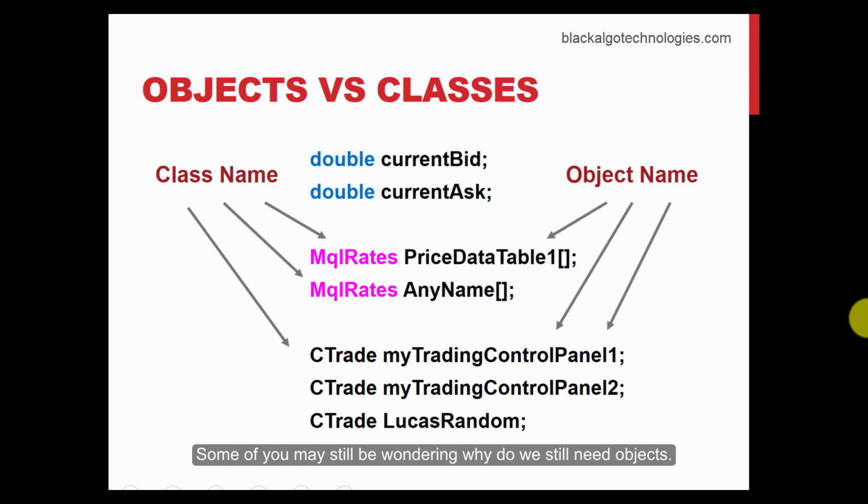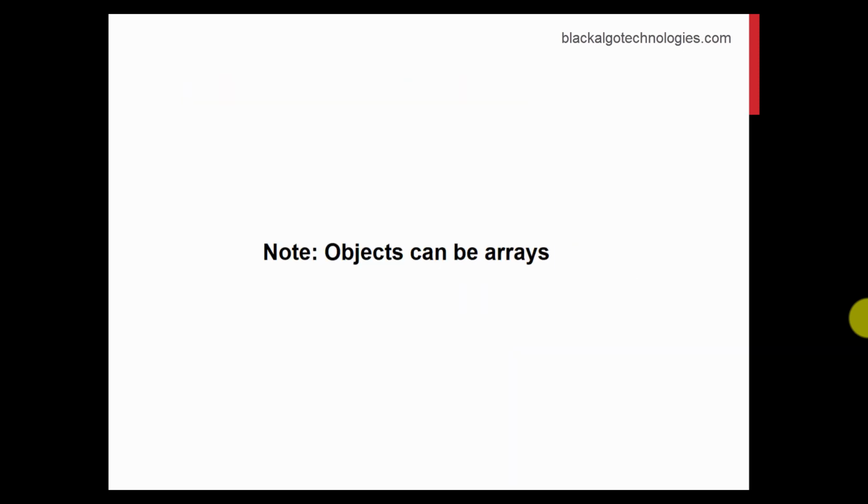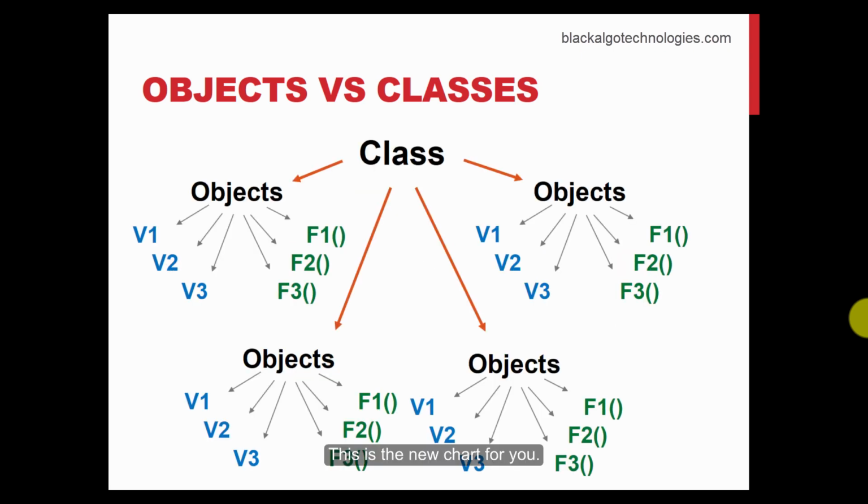Some of you may still be wondering, why do we need objects? We will touch on that a few chapters down the line. As a reminder, objects can be erased. You saw this before in the previous lecture. This is a new chart for you. Let's go on to the next lecture.